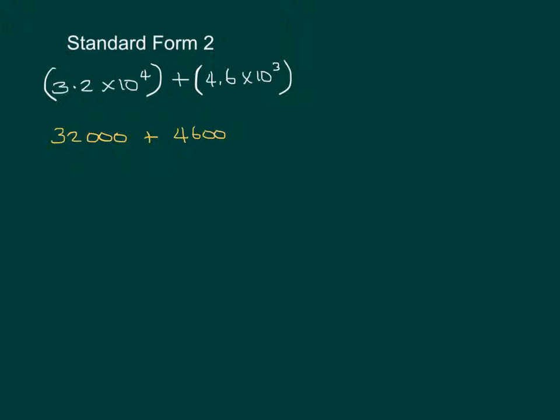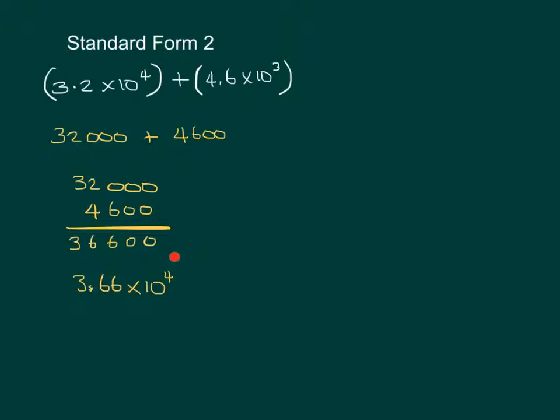Okay, actually I'll go through doing it just to show you that it actually does work. So I'll take my 32,000 and add my 4,600 to that, giving me 36,600. And then if I need to change this back to standard form, 1, 2, 3, 4, it means that my answer would be 3.66 times 10 to the power 4. Now, the thing I want you to notice straight away here is the power of 4 didn't come out as a power of 3, because this was the bigger number.